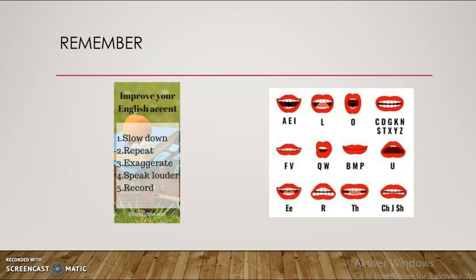Finally, I will give some tips that can help when practicing pronunciation. Slow down. Take it easy. It will help when practicing new sounds.